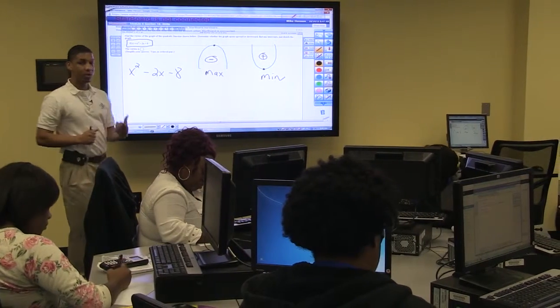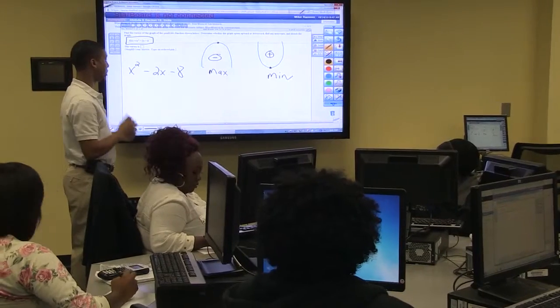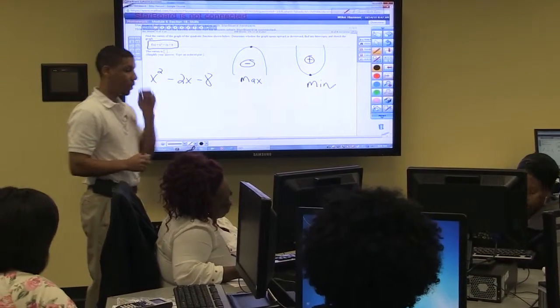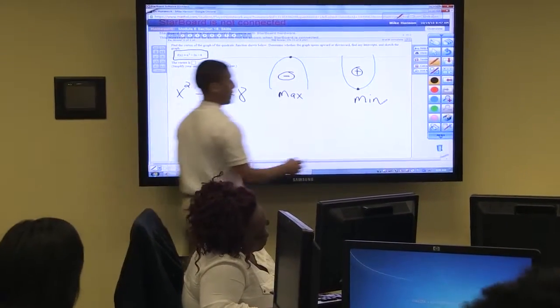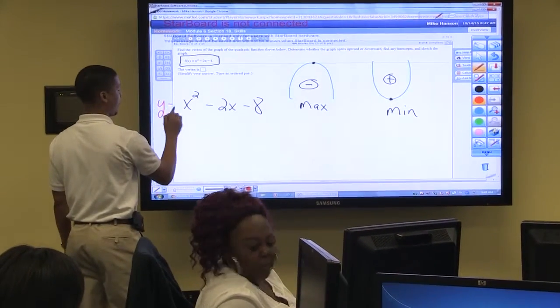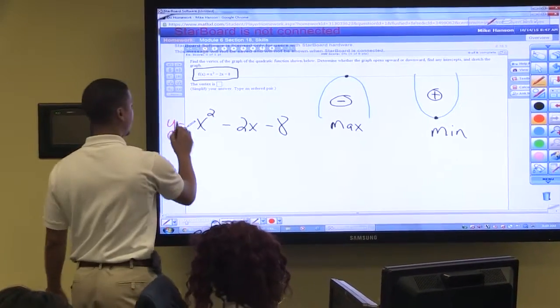So there are going to be several steps that we're going to be doing in this section on our calculators to help us find the vertex. So let's begin with that. Everybody take out your calculator, and we're going to hit Y equals. Once you hit Y equals, type in this equation.